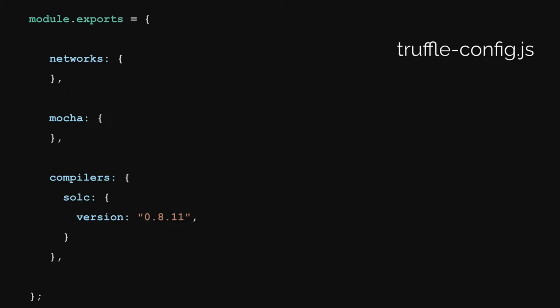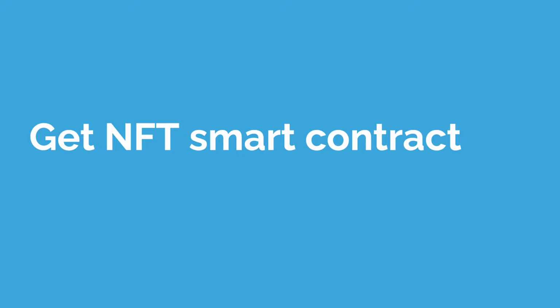And as well, we have truffle-config.js, which has a lot of comments showing you how to configure your project for a blockchain. But if you remove all the comments, then really you just have this setup where you can define networks, you can define Mocha tests, and you can define your compilers, like what version of the Solidity compiler.